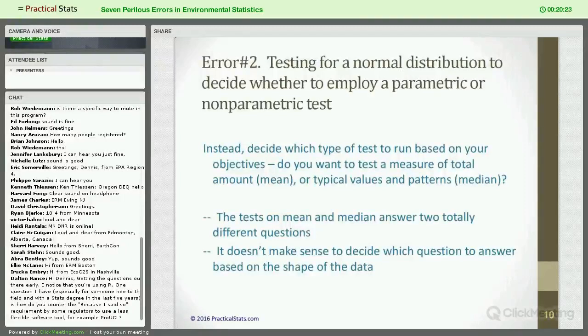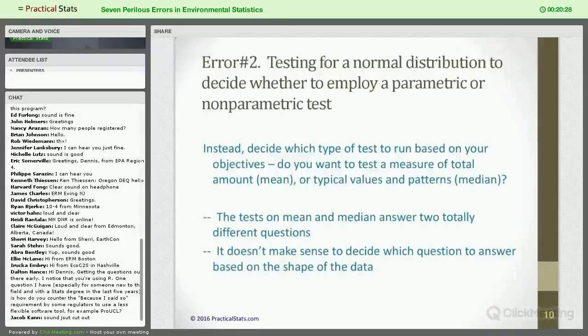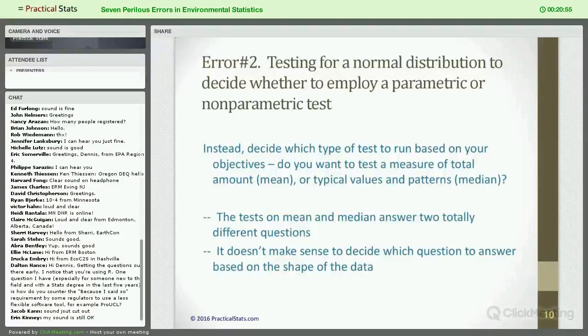Testing for a normal distribution first to decide whether to employ a parametric or a non-parametric test is not a very good practice. Why? Because there are tests that will meet various objectives, and you should decide based on those. Most people use this test for normality because they're thinking about running a test, I'll call them parametric tests here, that's the general name, that assume the data, they require the data to have a specific shape. And there's really no need these days to run a test like that. There are very good tests that do not assume a normal distribution. So decide which type of test to run based on your objectives.